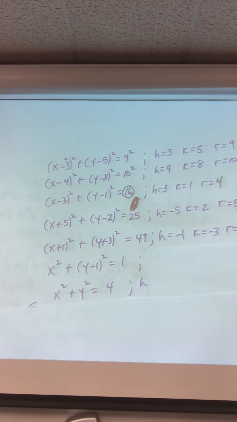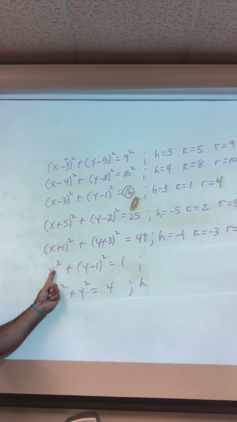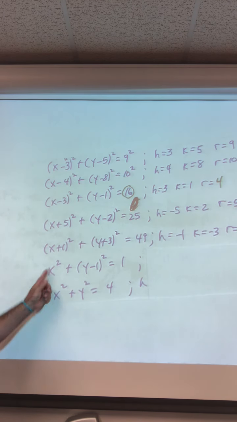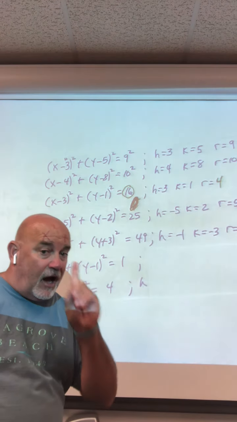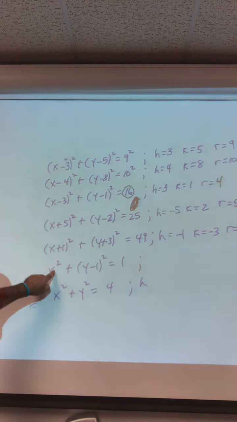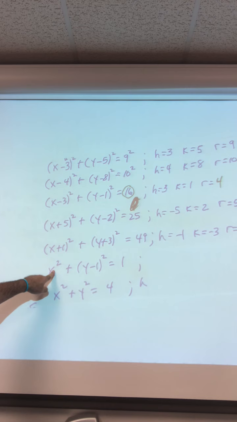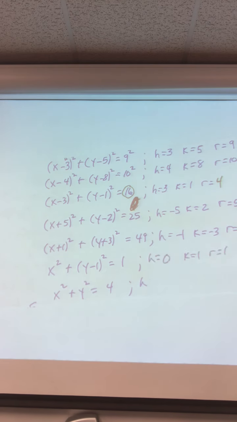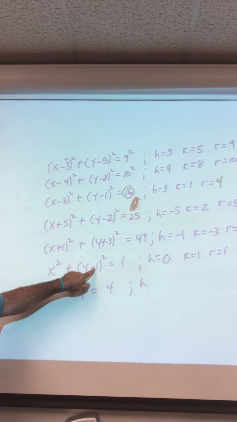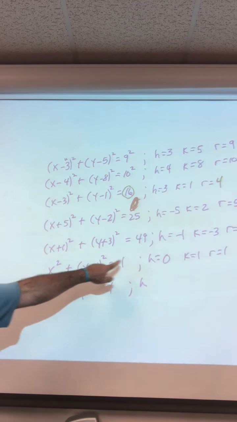Now, this next one. You said, well, there's no number behind this x here. That's right. Remember, if there's no number behind the x, it's 0, not 1, because it's being added and subtracted. So right here, the h is 0. Now the k is positive 1, the opposite of that. The k is positive 1.